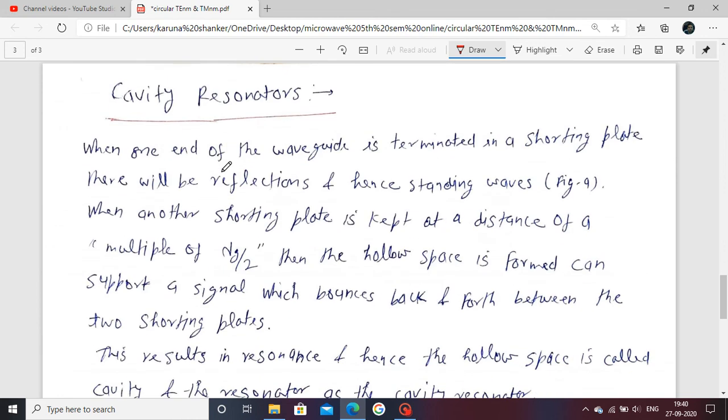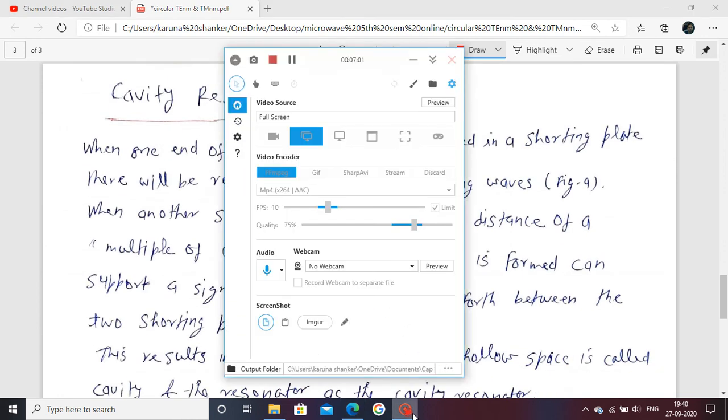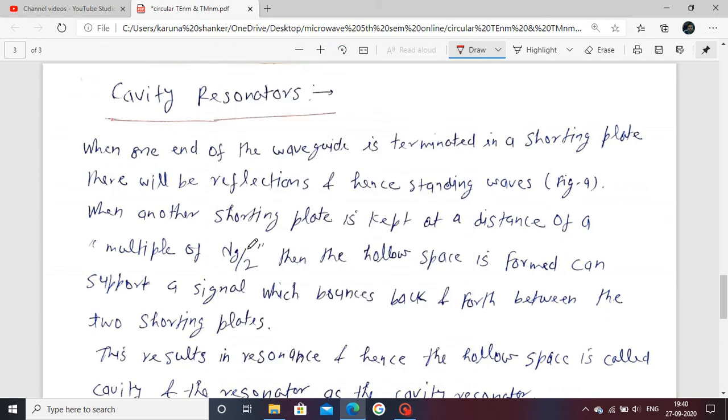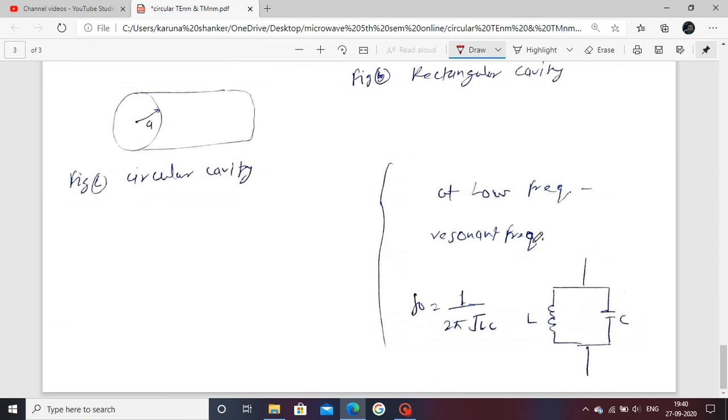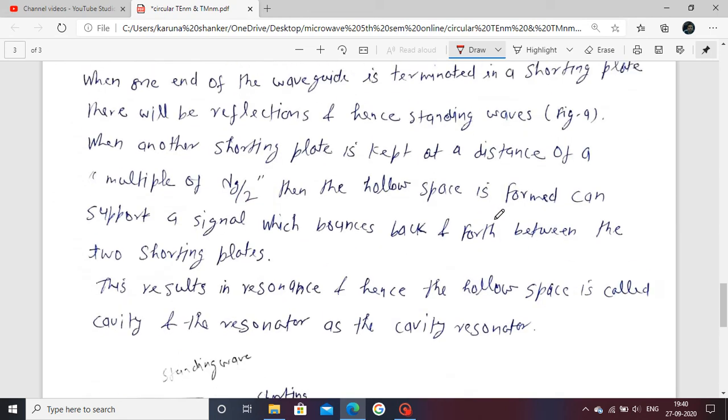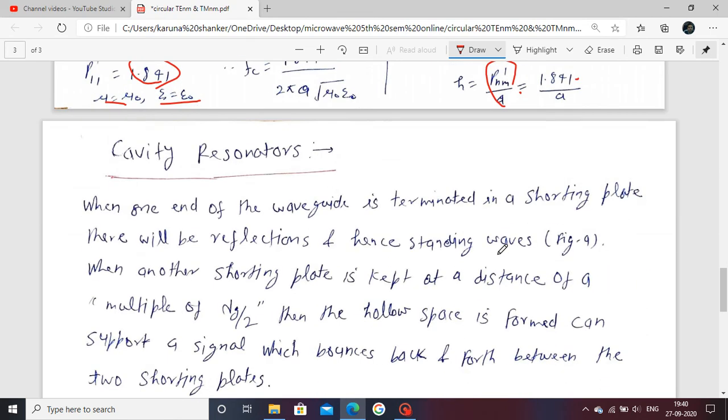Next, your chapter is the cavity resonator. Here is the introduction part. The cavity resonator is used to generate a particular frequency signal. At low frequency, the resonant frequency is 1 upon 2 pi under root LC, which means a particular frequency is produced or captured by this circuit. Here, the cavity resonator is used in microwaves.